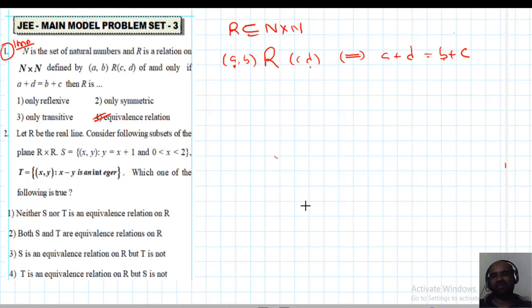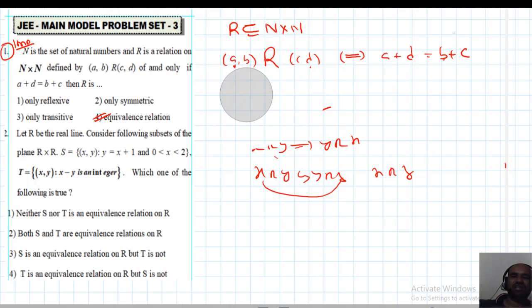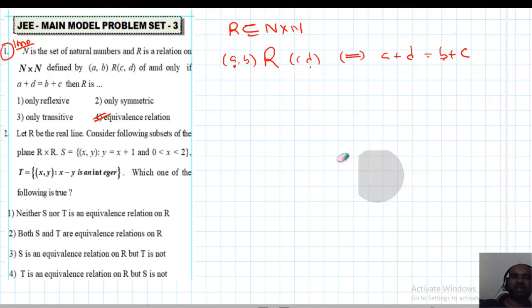So, according to the given relation, we want to prove that this relation is an equivalence. First of all, I want to prove that this is reflexive, symmetric and transitive. Let's say ordered pair (a, b) is X, ordered pair (c, d) is Y. X related to Y is given. To prove reflexive, X related to X should be true. To prove symmetric, X related to Y should give Y related to X. To prove transitive, X related to Y and Y related to Z gives X related to Z. One by one I will prove.